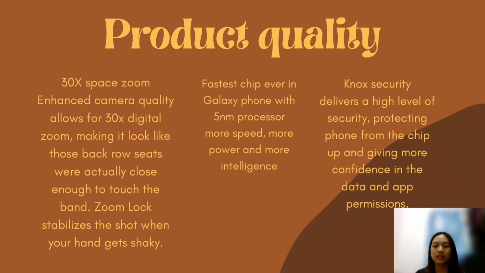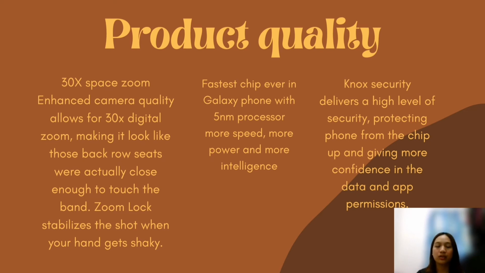The third positioning strategy is the product quality. One of the special features in Samsung phones is the 30 times Space Zoom. Enhanced camera quality allows for 30 times digital zoom, making it look like those back row seats were actually close enough to touch the band. Zoom Lock stabilizes the shot when your hands get shaky.